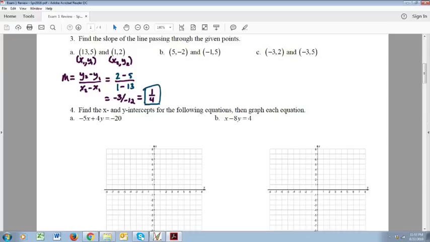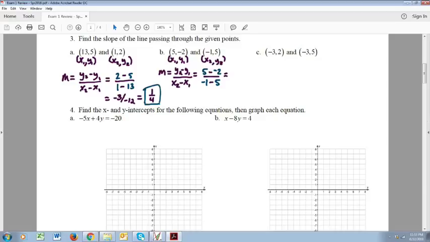So on part B, I'll go ahead and write the formula. And again, I'll label my points. And we're just going to plug in the numbers. It's going to be 5 minus negative 2 in the numerator, and then negative 1 minus 5 in the denominator. And notice in the numerator there, you're subtracting a negative. You've got to be real careful in a situation like that. That's where people commonly will make a sign error.